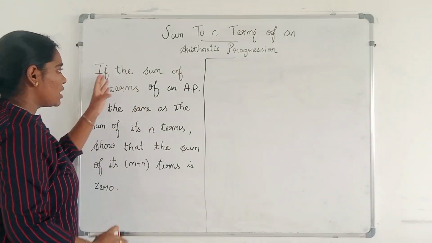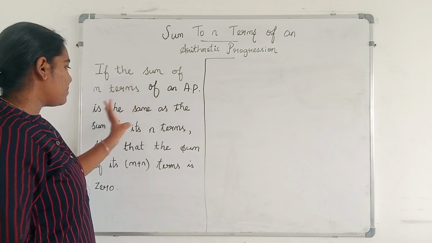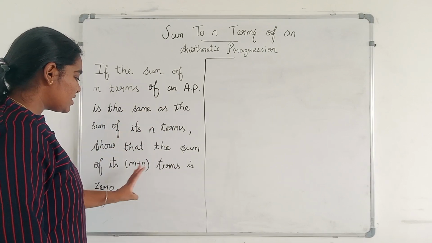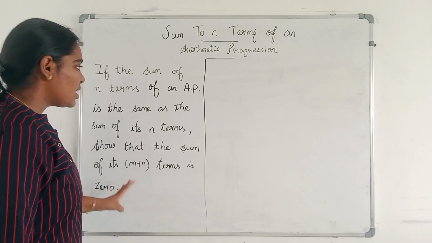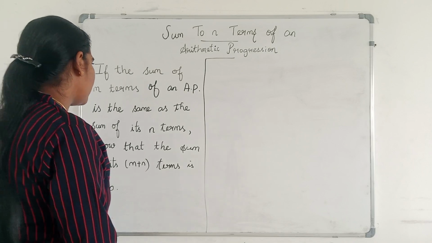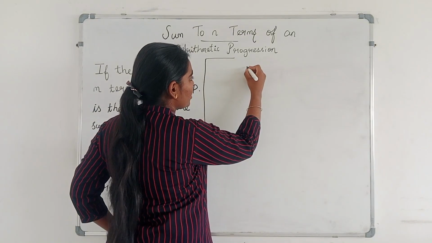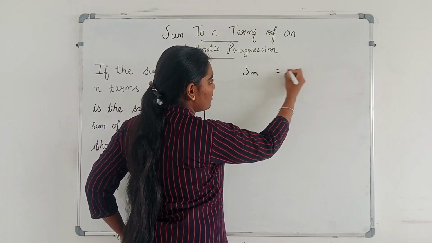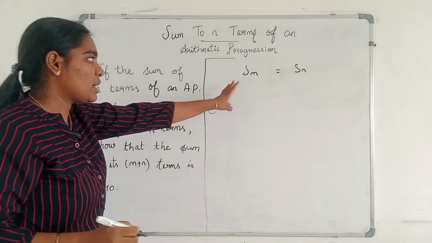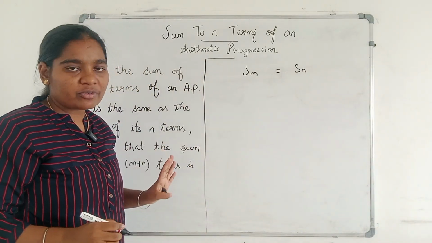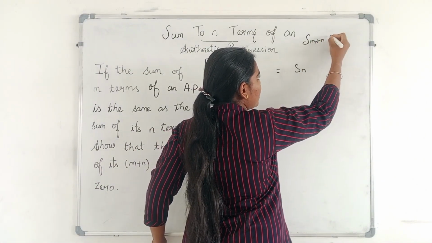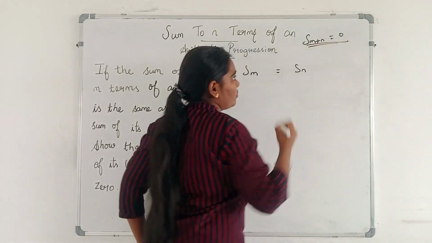The question is, if the sum of m terms of an AP is the same as the sum of its n terms, show that the sum of its m plus n terms is 0. This question appeared in the CBSE board exam 2017. So here, the sum of m terms is equal to the sum of n terms. The given clue is the sum of m terms equals the sum of n terms. We have to prove that the sum of m plus n terms equals 0.